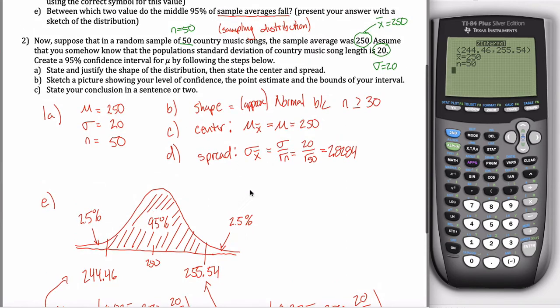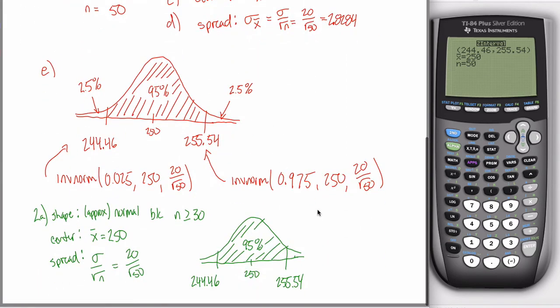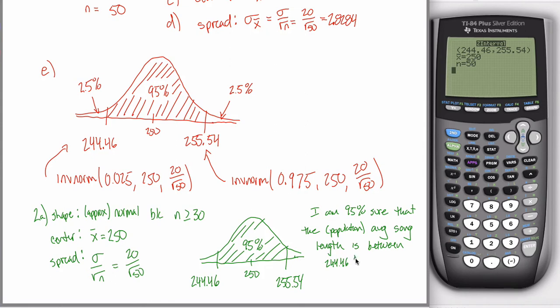There was a third part here where it says state your conclusion in a sentence or two. What this means is I am 95% sure, or confident or certain, that the population average country music song length is between 244.46 seconds and 255.54 seconds. That's what we just figured out.